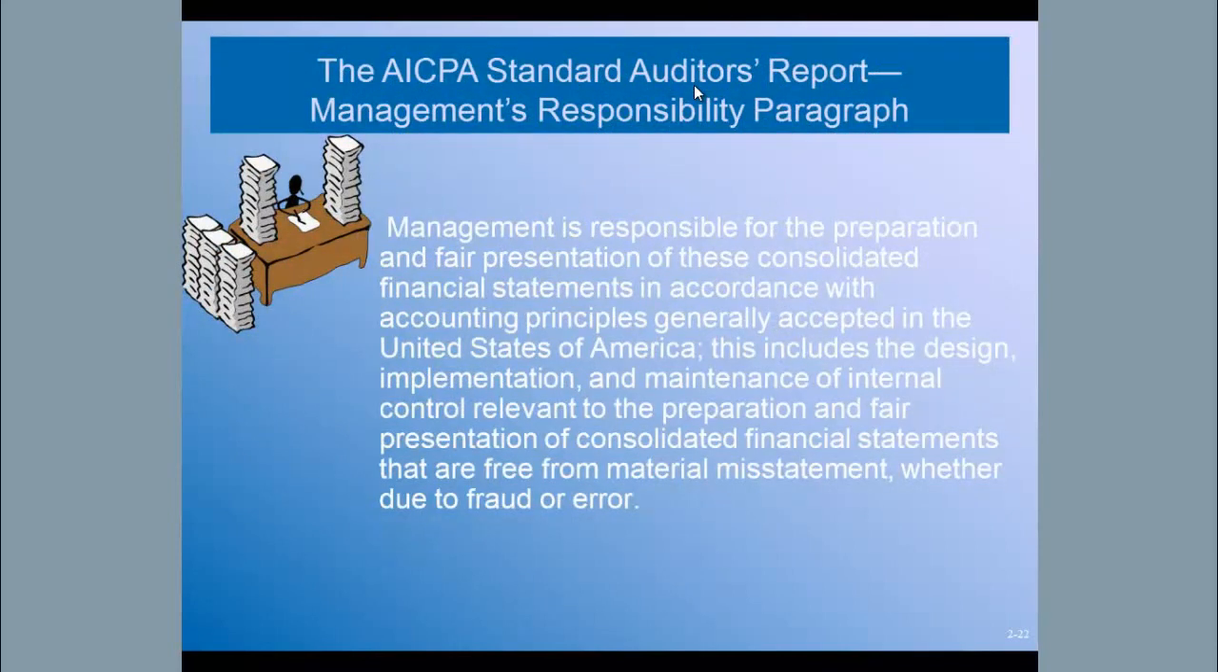The second one, what's management's responsibility? Management's responsibility for the preparation and fair presentation. Again, dependent on management, these are their numbers. And they're done in accordance with generally accepted accounting principles in the United States of America. Very important to point out, this is our GAAP. This is not an international GAAP. It talks about the internal controls and a fair presentation, all tagged in here without reading every word. This is management's responsibility.